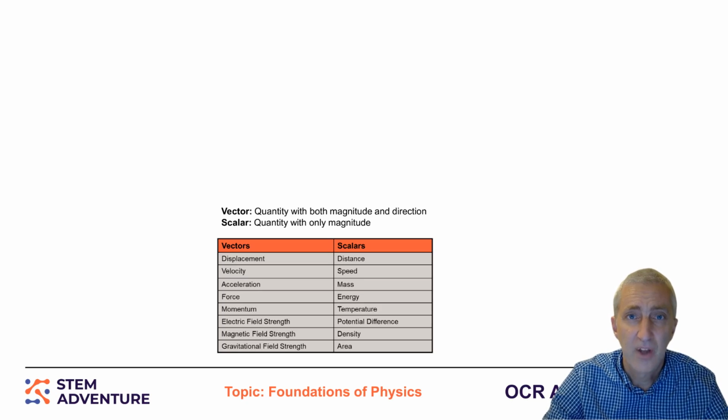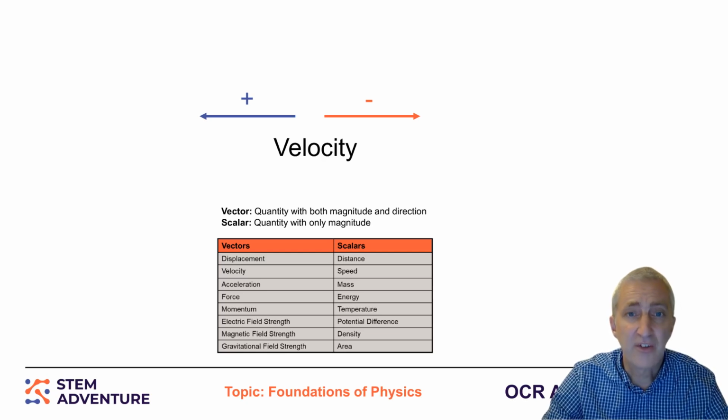The difference between vectors and scalars needs to be understood. Vectors have both magnitude and direction, and scalars only magnitude. The reason remembering which quantities are vectors is important is so you can set their value correctly: positive for one direction and negative for the opposite direction. This can be critical to a lot of questions, including those involving velocity, acceleration and momentum.